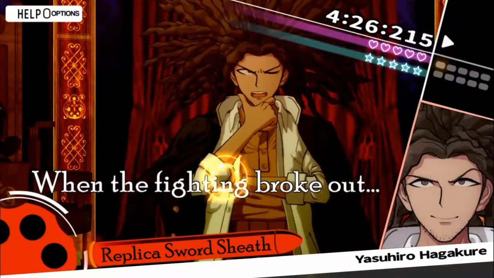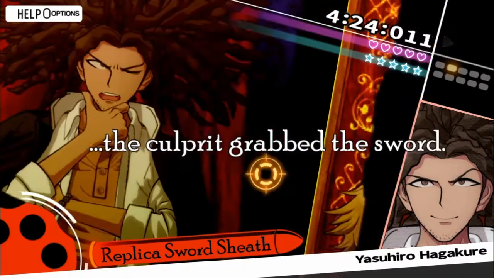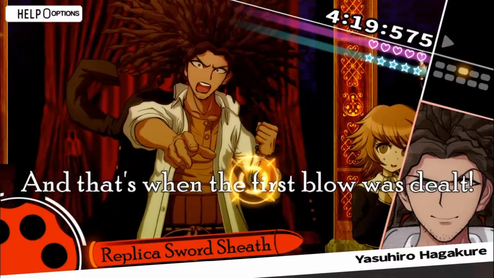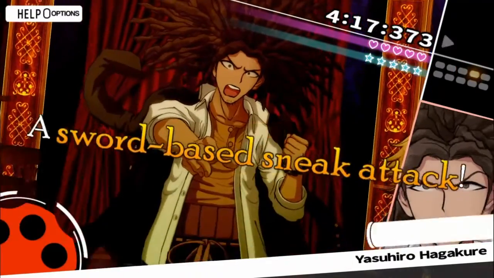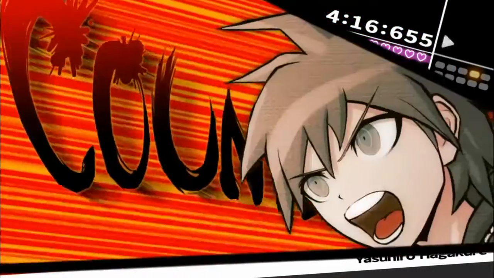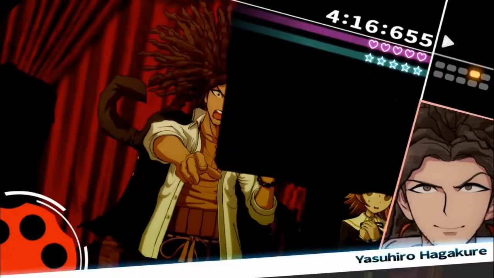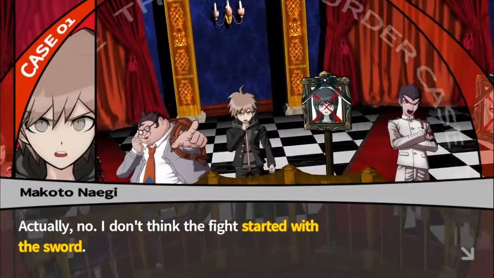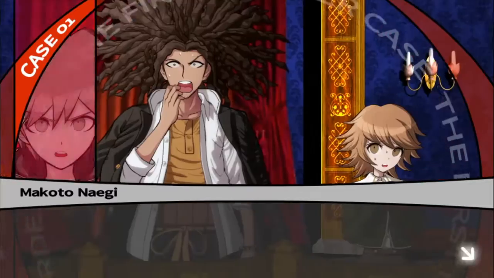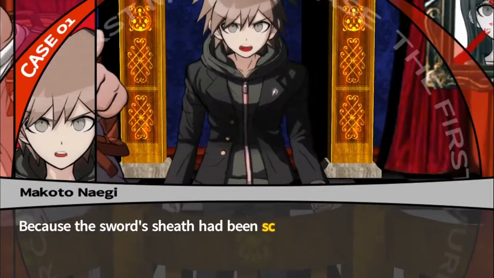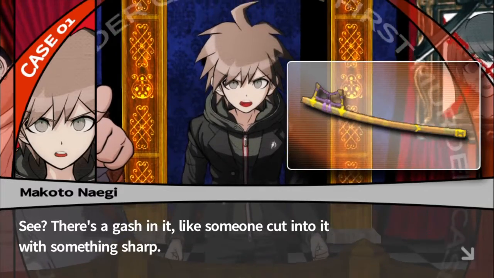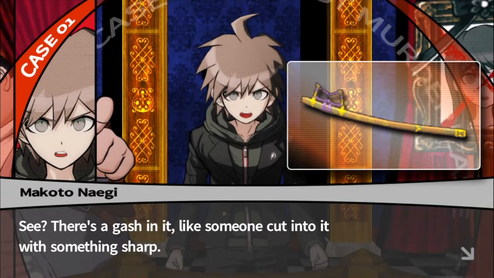When the fighting broke out, the culprit grabbed the sword, and that's when the first blow was dealt. A sword-based sneak attack! No, that's wrong! Actually, no. I don't think the fight started with the sword. Why not? Because the sword's sheath had been scratched. See? There's a gash in it. Like someone cut into it with something sharp.